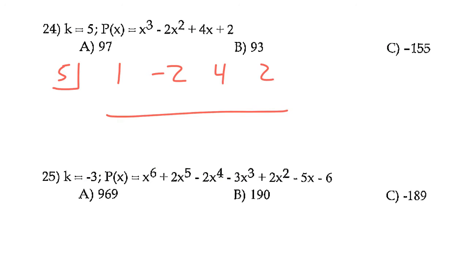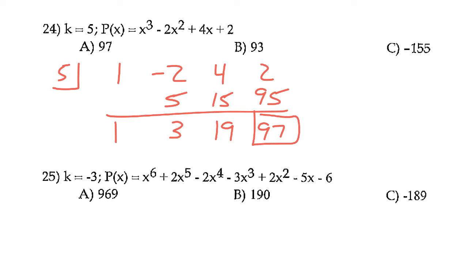Okay, so using synthetic division and the remainder theorem to find the value of the function at 5. We'll bring the 1 down, multiply by 5, get 5, add together, get 3, multiply together, get 15, add together, get 19, multiply 19 and 5, and get 95, add together and get 97. This is the remainder. That is also the value of the function when 5 is plugged into the function, so it's A, 97.